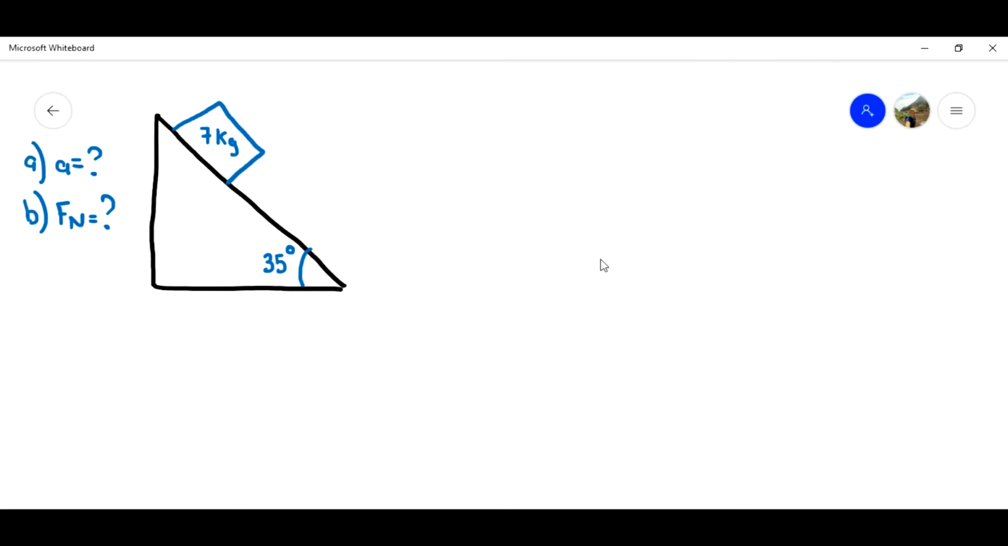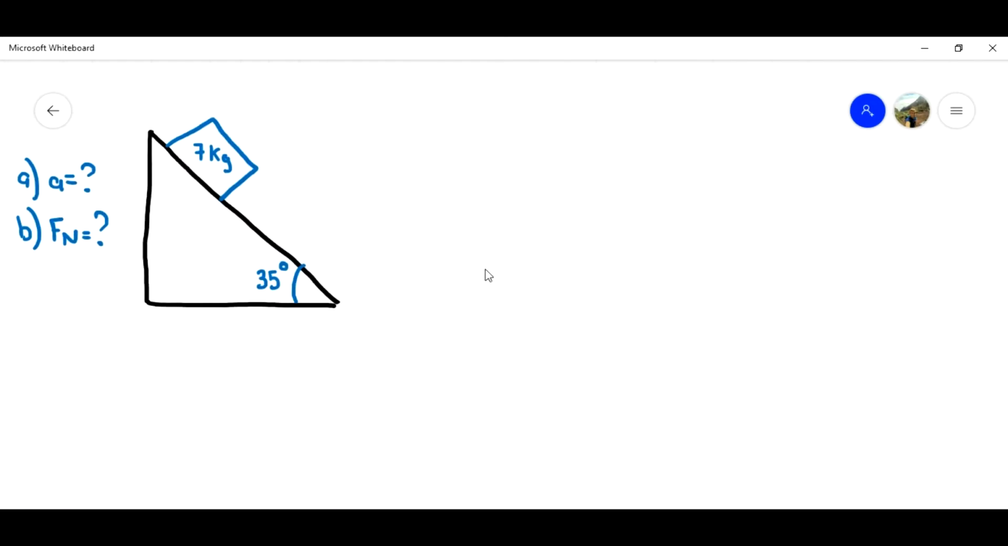Okay, so this is problem number 2 about dynamics. In this case, we have an inclined plane. There is a block over here, and of course that block is going to travel down the inclined plane due to the gravity force, which is the weight. I'm going to draw over here the direction of the motion.